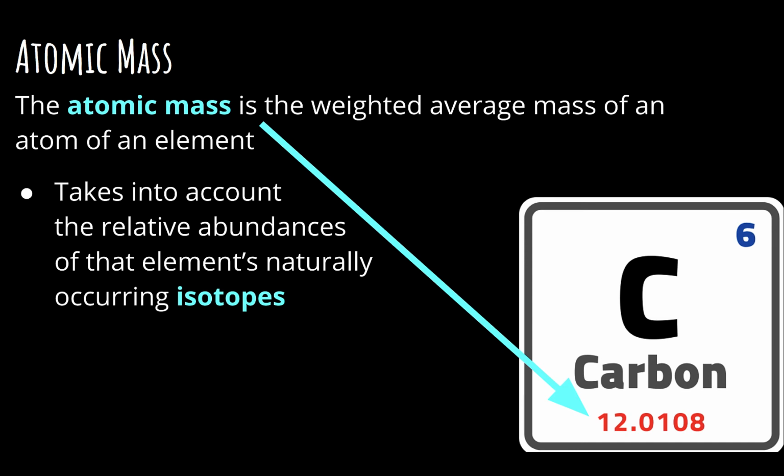So in a second, we're going to talk about isotopes. So there are different versions of the same element. So to find that average atomic mass that's listed, this is the reason it's a decimal, you take a weighted average, and we'll learn how to calculate those later on. So this takes into account the abundance of an element's naturally occurring isotopes.